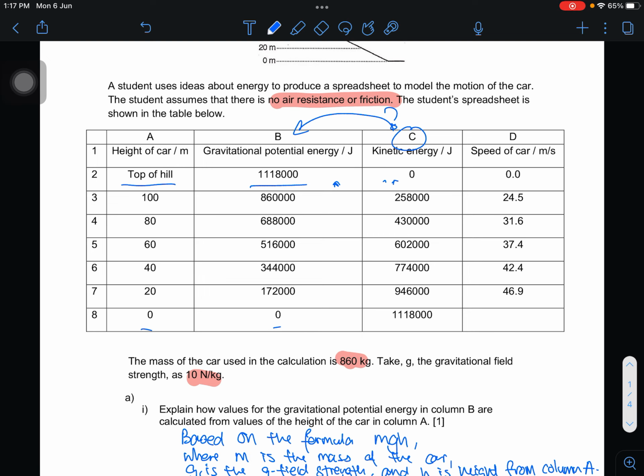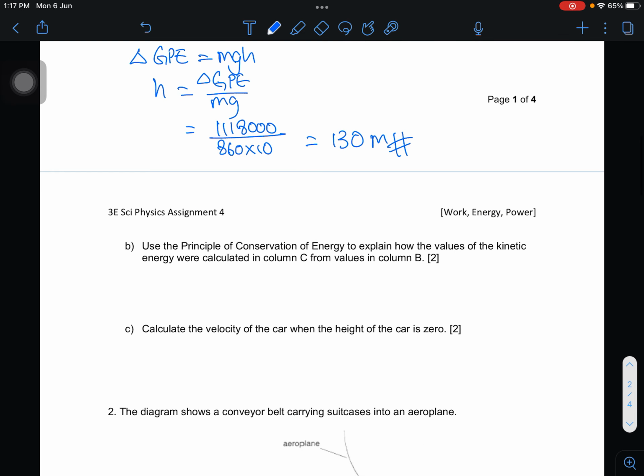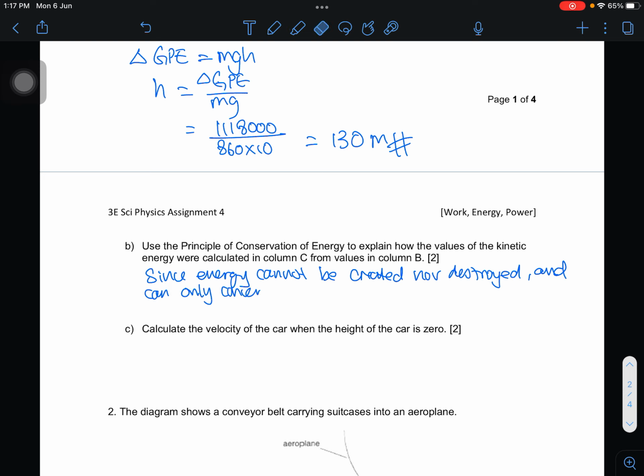So how do we get C? See, B plus C equals 1118000, right? So how do I get C? Yep, 1118000 minus B. So since energy cannot be created nor destroyed, and can only convert, oh wait, the question already says use the principle of conservation of energy. Yeah, okay, so I'm going to elaborate a little more.